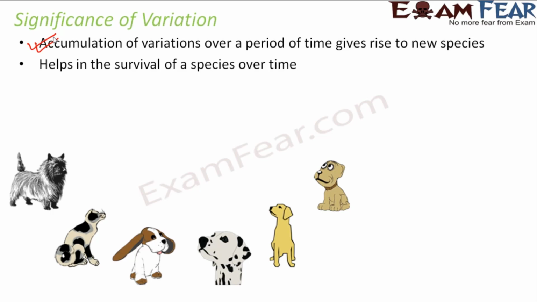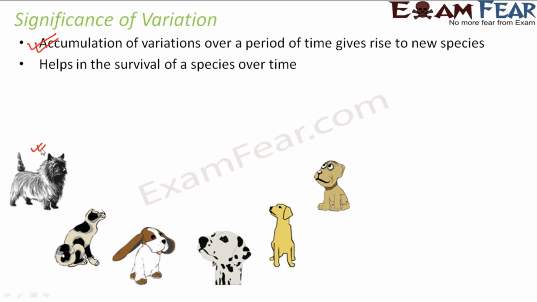Now, since this variation was there, there are some dogs who have got fur over their bodies. So even if the temperature drops drastically, don't you think this dog will be able to survive? Because he has got fur over his body, and fur gives a lot of warmth to the body. So this dog will be able to survive. In that way we can say that since there was variation, at least some organisms of that species are able to survive.